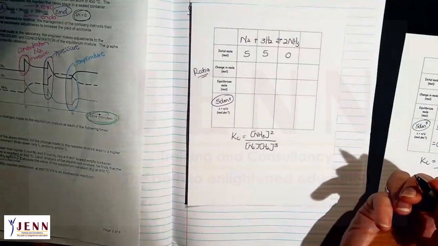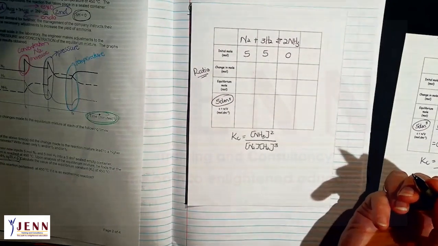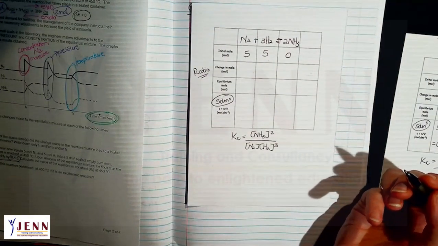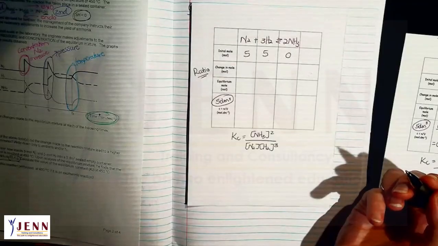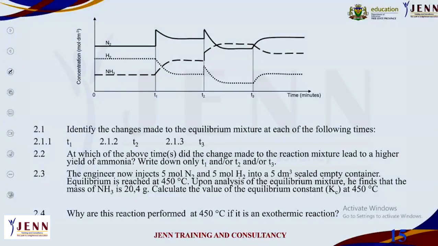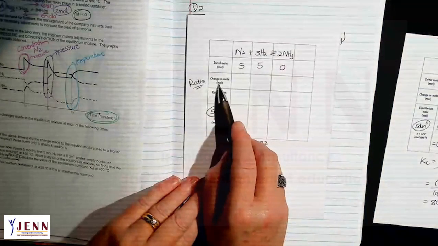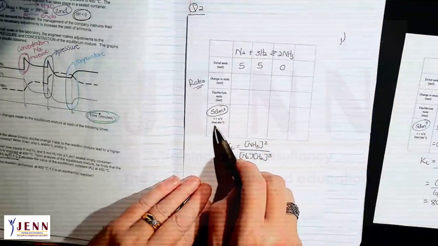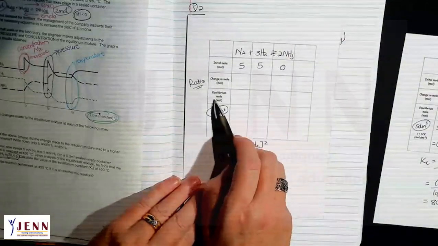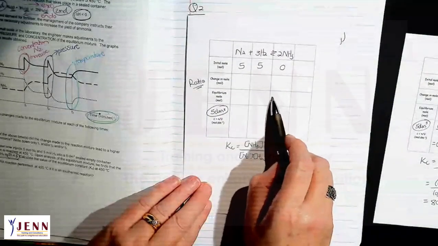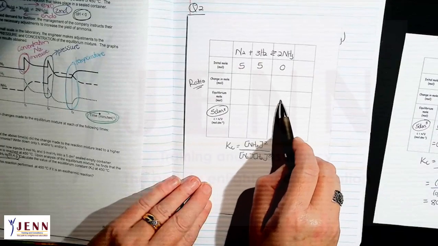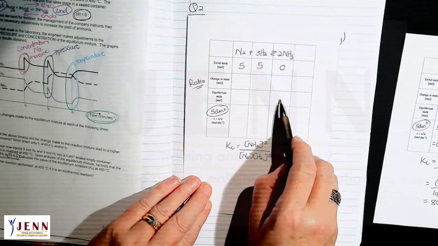Now an important thing there is that, upon analysis of the equilibrium mixture, he finds that the mass of the NH3 is going to be 20,4 grams. If I look at my table, I'm only allowed to put in mole and mole and mole and concentration. So there's no place for mass here. So I can't put in 20,4 here. I must first go and convert it.